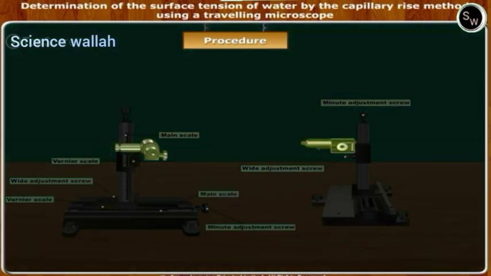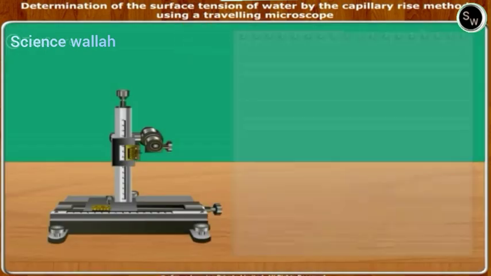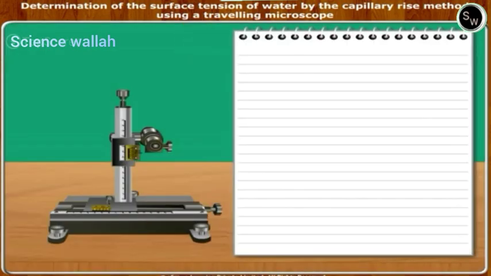This is the telescope. This is the objective in front of which the object is placed. This is the eyepiece through which the object is seen. This is the telescope screw used for focusing. Let us first determine the least count of the traveling microscope.